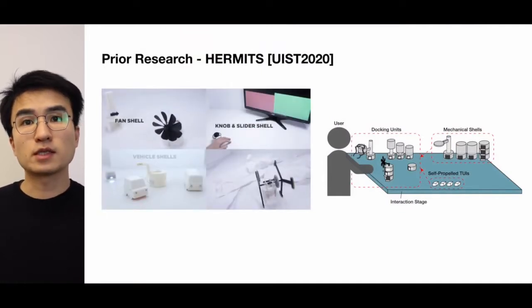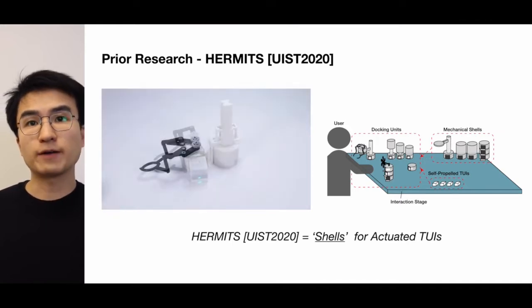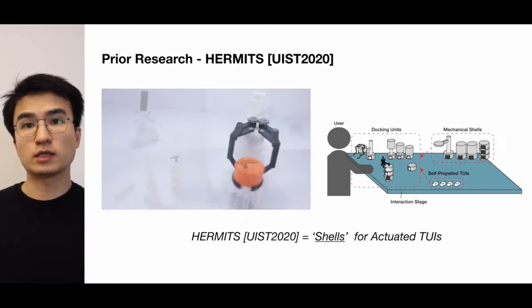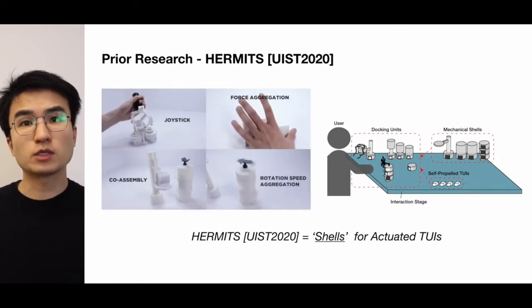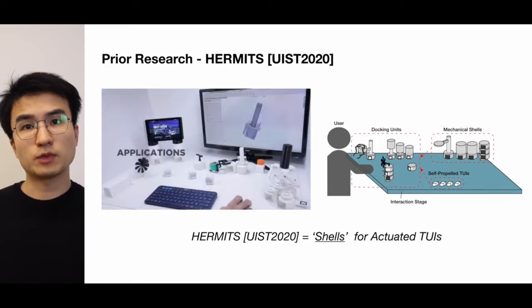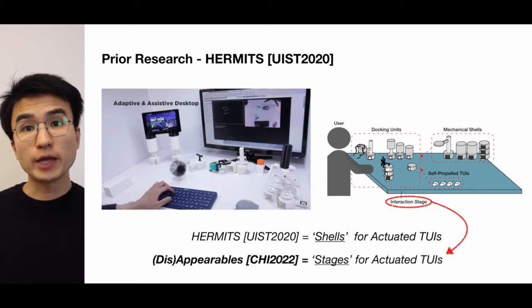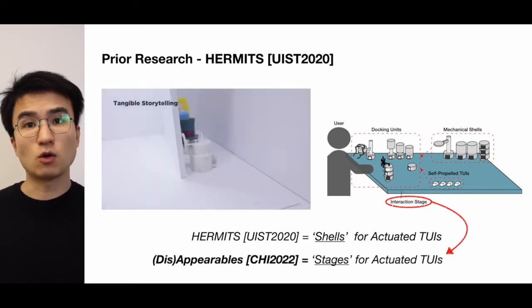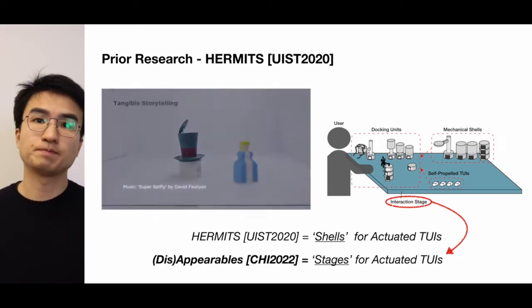This paper is extended research based on our previous paper, Hermits, where we introduced the concept and approach of mechanical shells using tabletop robotic hardware, Toio. While our Appearables implementation is based on the same technical approach and platform, this paper explores the remaining component of the system, which is the interaction stage, to augment the interaction and expression of the actuated TUI system.